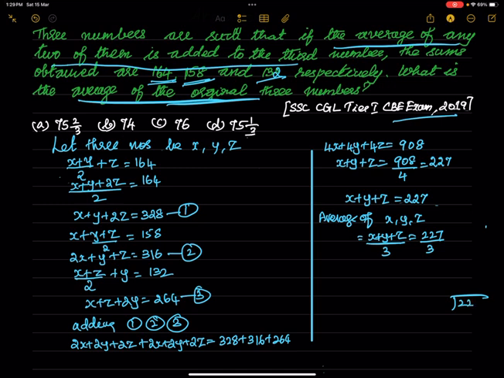Divide. 7 3s are 21. 5 3s are 15. Remainder is 2. So it is 75, remainder 2, divisor 3, so 75 and 2 over 3. Which is the correct option? Option A is correct. Correct option: Option A.